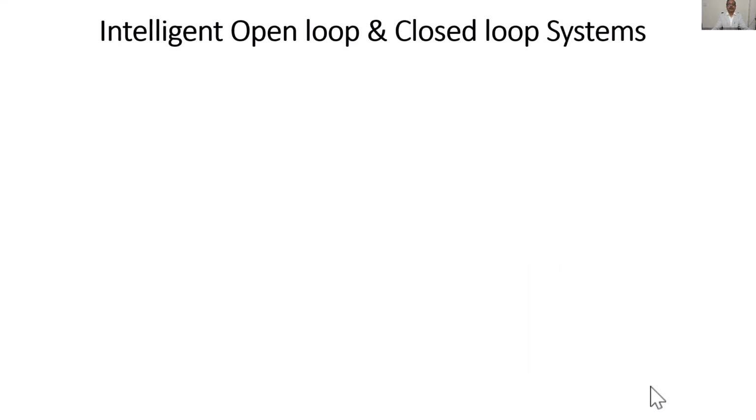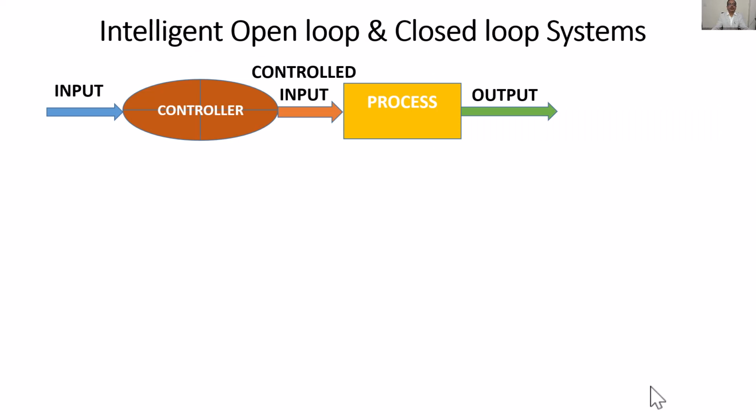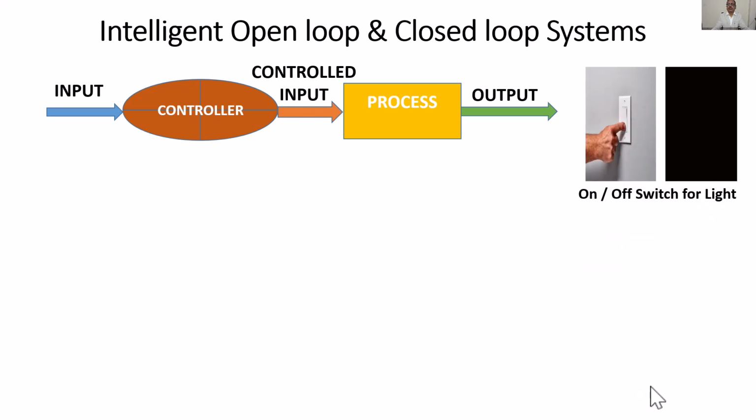Intelligent open loop and closed loop systems. So there is a process where one gets the inputs, the process gets the inputs and it gives the output. But there is a controller to regulate, for example, your light switch, the on-off switch. If you put it on, the light becomes on, the bulb glows. This is an open loop system, and it continues until you again put it off.